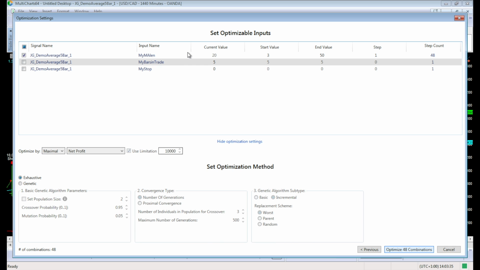So we're going to optimize the moving average length from 3 through to 50 in steps of 1. But instead of having a bar exit or a day exit of 5, we're just going to increase that to, let's say, 300. So we're not going to be using any sort of an exit at all. We're just going to be using the stop and reverse exit. This is going to give us a better idea of what moving average length is most stable.